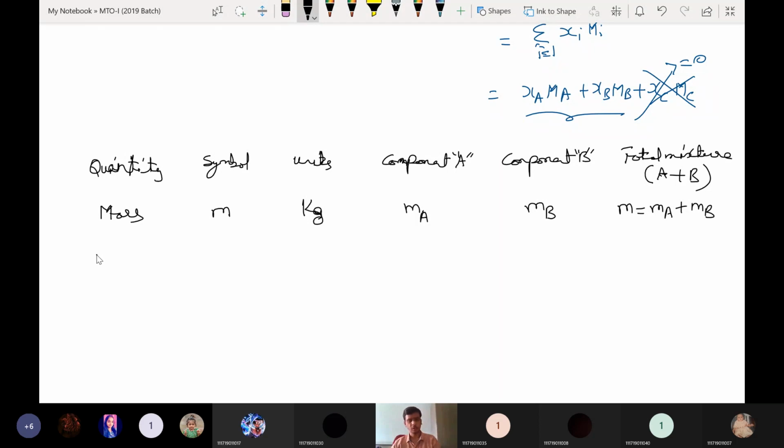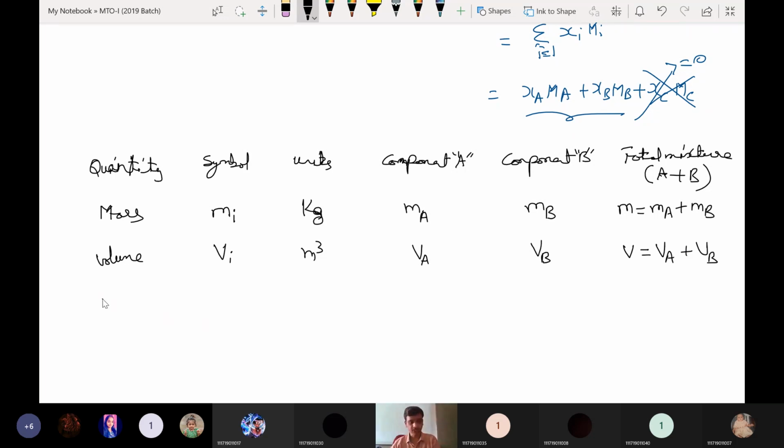So this is the additive property. Then next we can write volume, denoted by capital V. For each species we can take A and B quantities, or one and two, depending on whatever we prefer. Volume is measured in meter cube in SI units. Component A is capital V subscript capital A, and for component B it is capital V subscript capital B. Volume is also an additive property, so capital V is equal to VA plus VB.